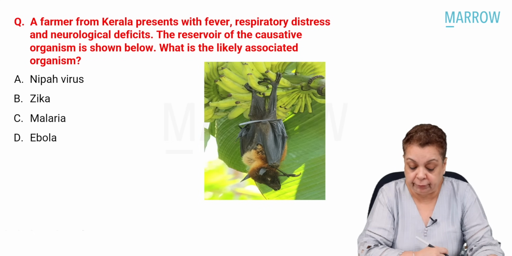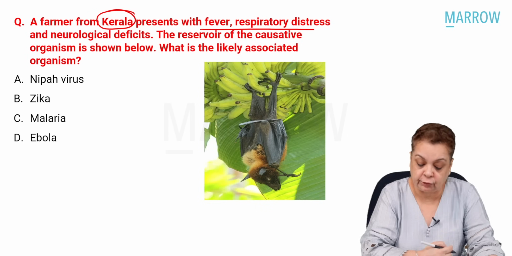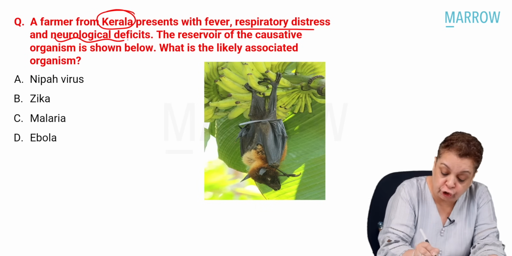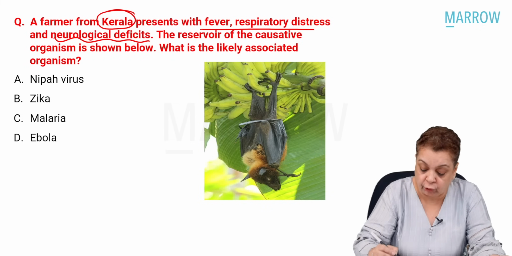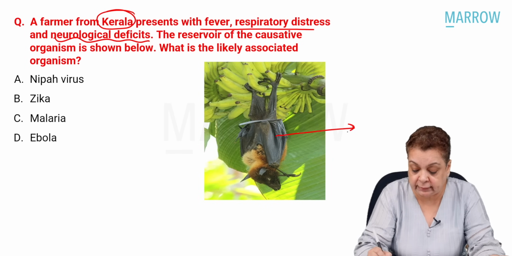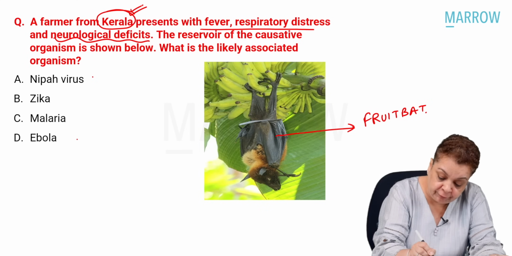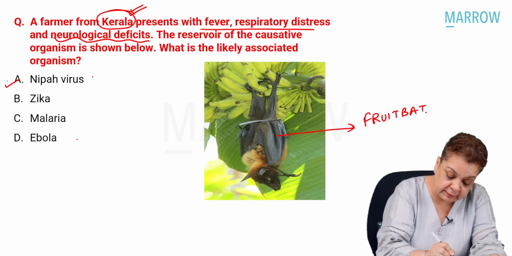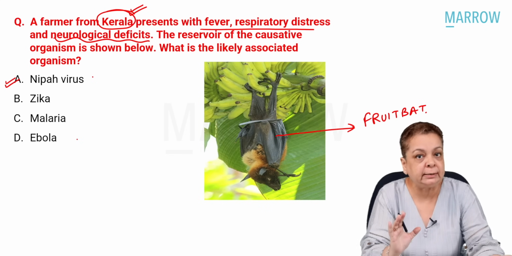A farmer from Kerala presents with fever. So this geographical history, fever, respiratory distress, and neurological deficits. The reservoir of the causative organism is shown below. What is the likely associated organism? You can see the fruit out here, and this is the fruit bat, which is the reservoir for both Nipah virus as well as Ebola virus. But because of this geographic location, we can definitely say this is Nipah virus, because Kerala has repeatedly reported outbreaks of Nipah virus encephalitis, right? The reservoir is fruit bat.